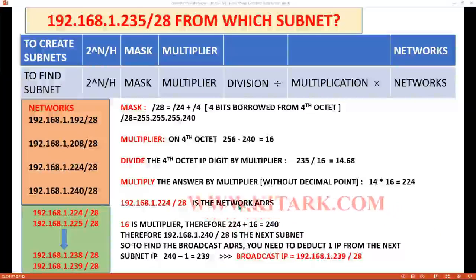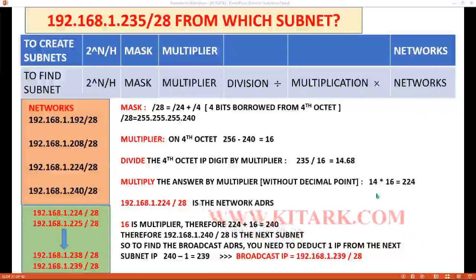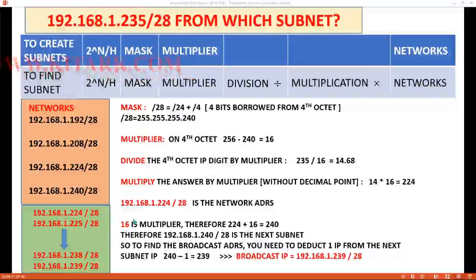So now we found the network or subnet address, right? 192.168.1.224/28 is the network address of this particular 235 IP address. Okay. So if you have any doubts, just simply understand you need to find the mask multiplier. After finding the multiplier, simply divide and multiply the particular IP. First divide it, then multiply it, then get the answer. That's all. So here you can see 16 is the multiplier, therefore 224 plus 16 gives you 240.